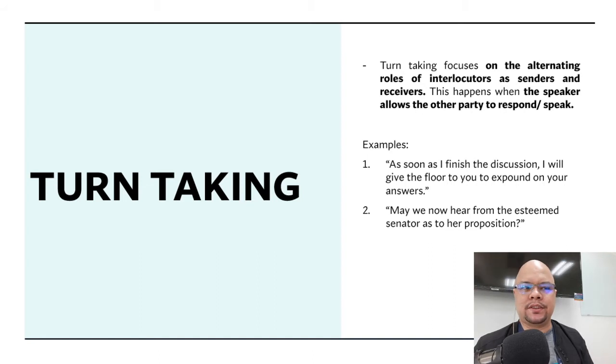So the third strategy is called turn taking. Now in turn taking, imagine playing tennis or volleyball or badminton or table tennis or any two-sport activity. Turn taking focuses on the alternating roles of the interlocutors. At some point, we are the sender, and at some point, we are the receiver.